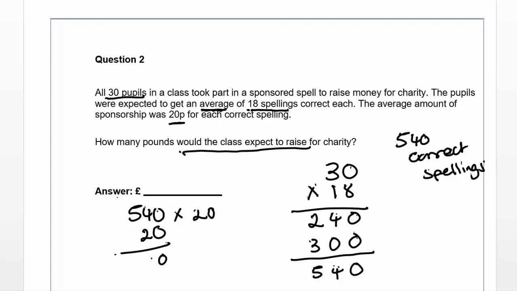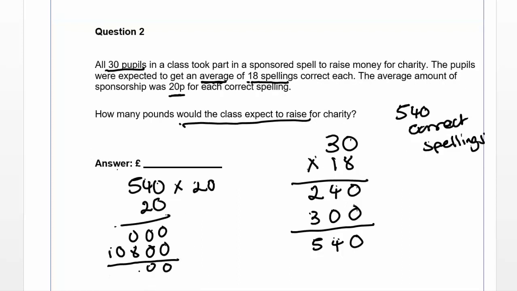0 times, all of this is going to be 0. The second line, that's going to be 0, that's going to be 8, and that's going to be 10. Okay? 0, 0, 0, 8, 0, 1. Now, I'm pretty certain they're not going to raise £10,800. The key thing is to remember that this here, 20p, you write it as 0.20.